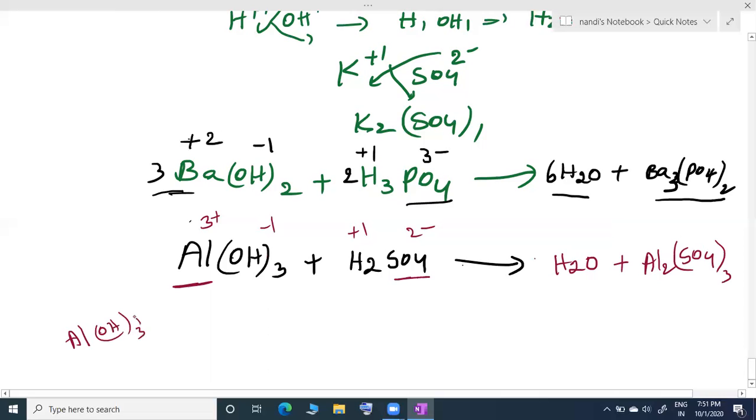This 3 you can take back. 3 from this is aluminum. Here 1 is for OH. So you can write Al3 plus here, OH minus 1. Got it? OH minus. Like that, sir, you can get charges.